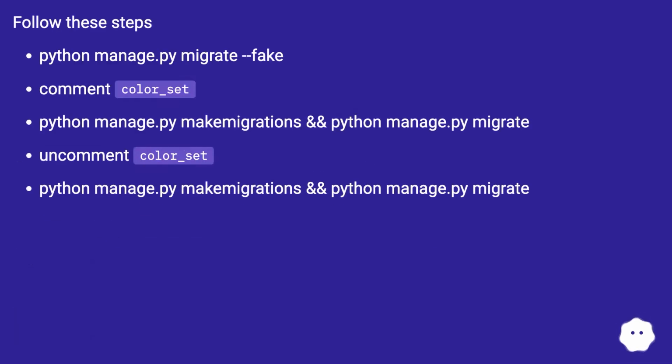Follow these steps. python manage.py migrate --fake. Comment out color_set. python manage.py makemigrations and python manage.py migrate. Uncomment color_set. python manage.py makemigrations and python manage.py migrate.